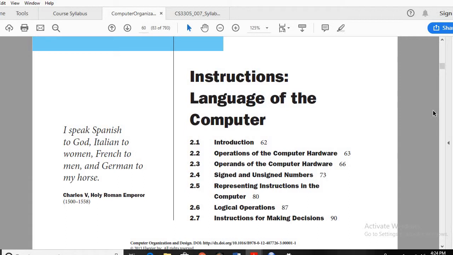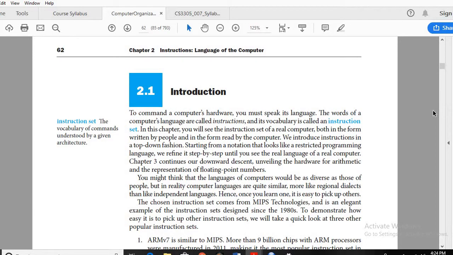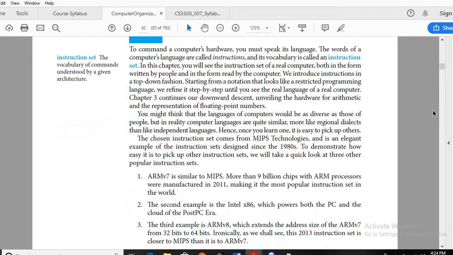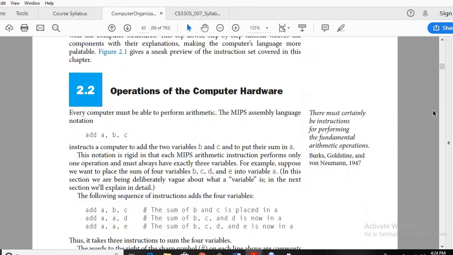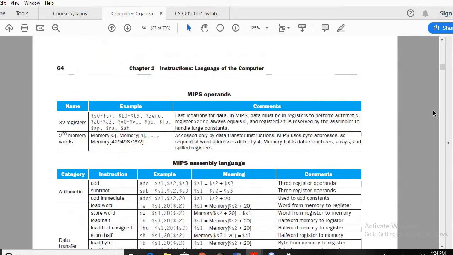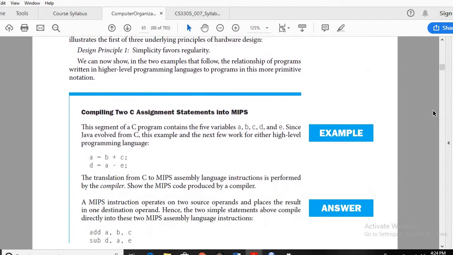Chapter 2, Instructions, Language of the Computer. 2.1, Introduction. 2.2, Operations of the Computer Hardware. Skip over this. Introduction. To command a computer's hardware, you must speak its language. Read most of this. Introductory bit. Here's a nice little list.